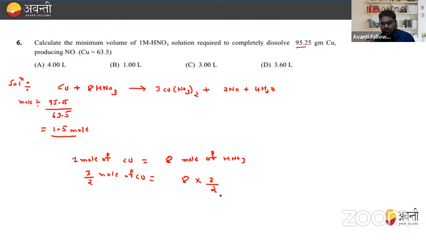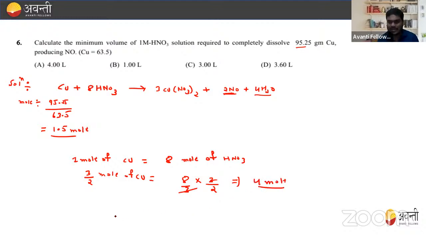Here also you can observe how many moles of NO is produced, beta? Only 2 moles of NO will be produced, right? So 2 moles of NO and 4 moles of H2O. They already mentioned in the question: calculate the minimum volume of 1 molar HNO3 solution required to completely dissolve 95.25 gram copper producing NO. So this will be equal to 8 into 3 by 2 divided by 3 only. So it comes out to be 4, so this is equal to 4 mole.